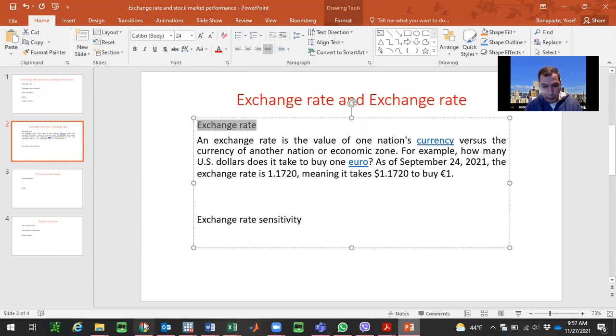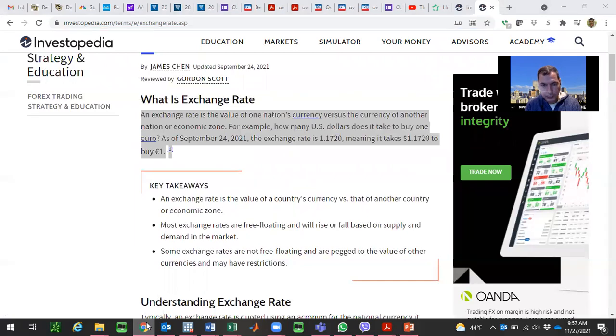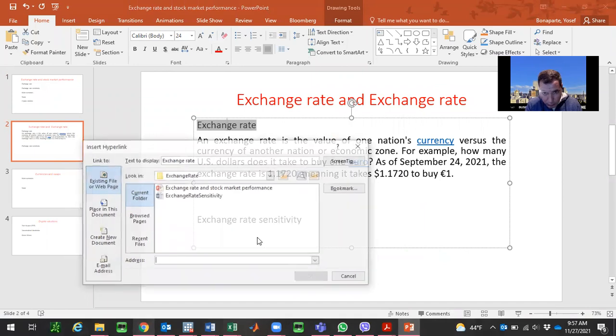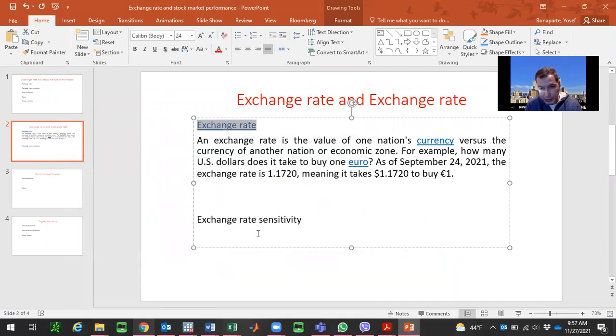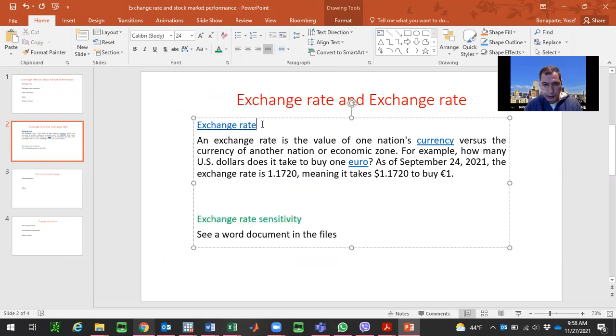So if you want, I can give you the link here. Copy. Hyperlink. So here is the copy of that. Now exchange rate sensitivity, see the Word document in the files. So this will be in the files. You will find a Word document that I'm going to jump on now. And that's exchange rate.